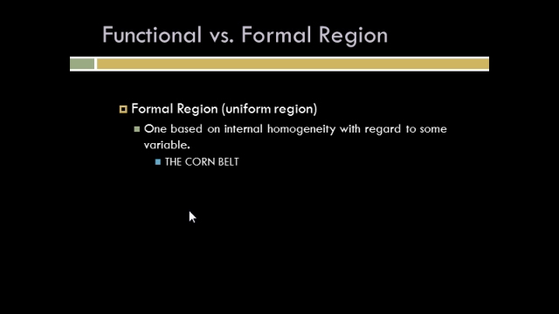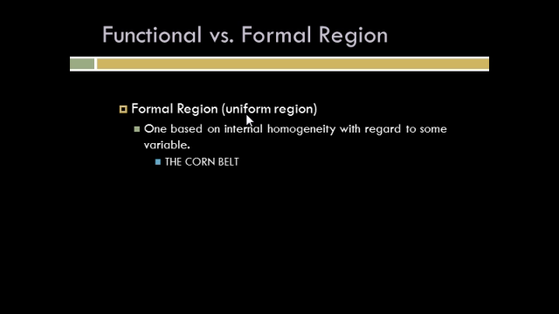I should just point out that in general, region is probably the most important concept in human geography. There are, of course, different types of regions. One of them is called a formal region. There's another name for a formal region. In addition to being called a formal region, you'll also sometimes hear it referred to as a uniform region. But don't get confused. Formal and uniform are basically synonyms for one another. They can be used interchangeably.